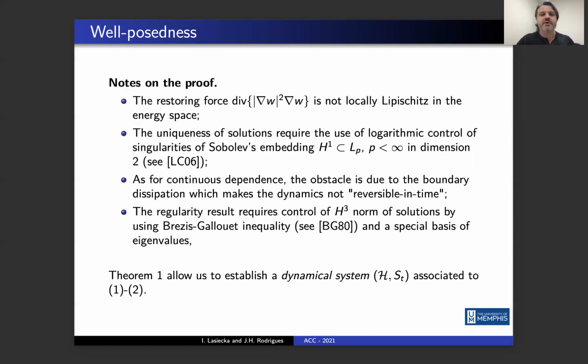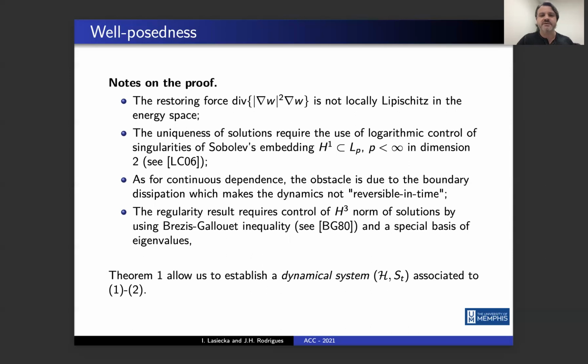A few comments on the main issues in the proof. The restoring force is known to be not locally Lipschitz, and therefore the existence of solutions relies on the Galerkin method. The uniqueness of solutions requires the use of logarithmic control of singularities of Sobolev embeddings in dimension 2. For more details on that, we refer to the work of Lasiecka and Triggiani from 2006.